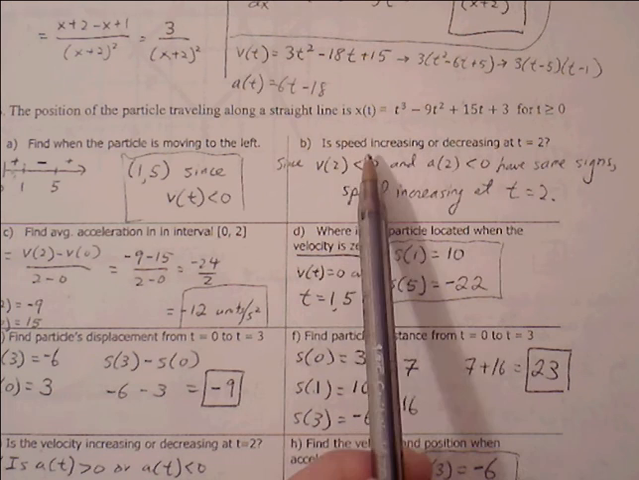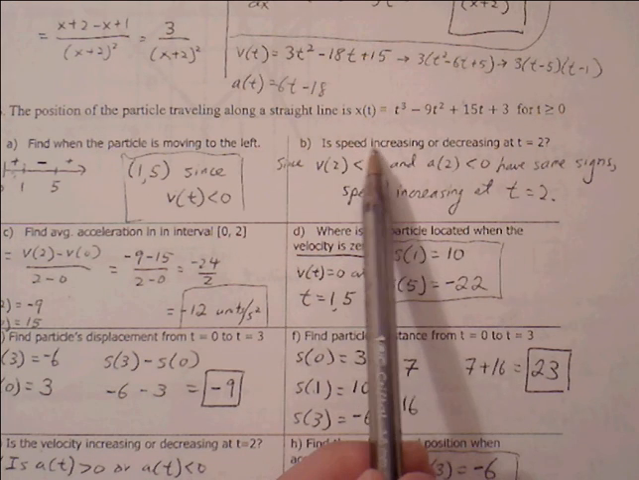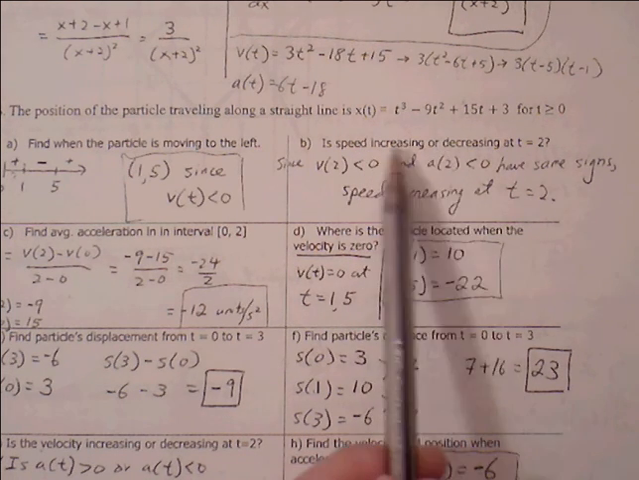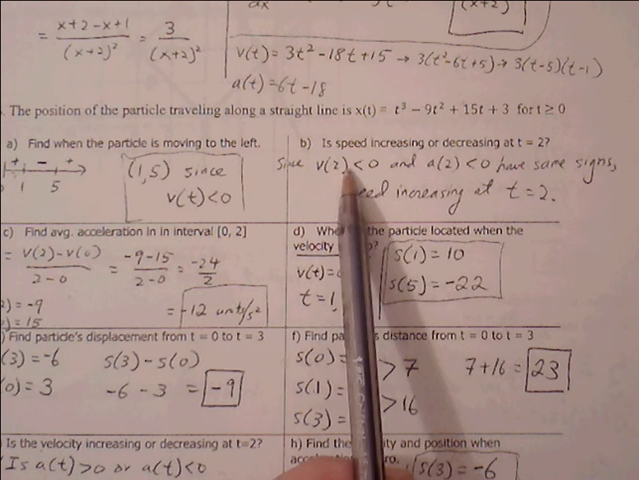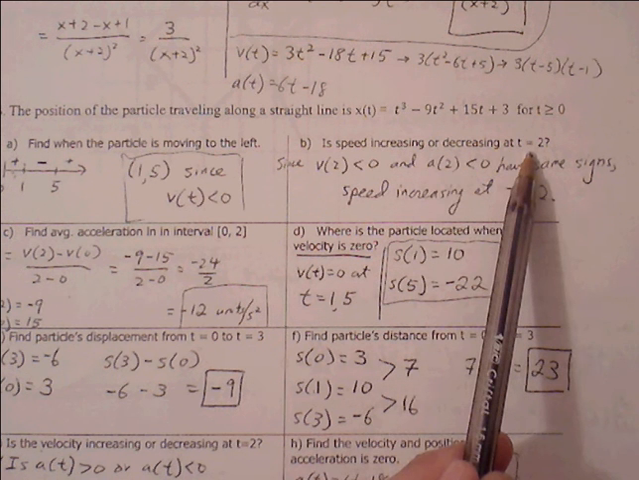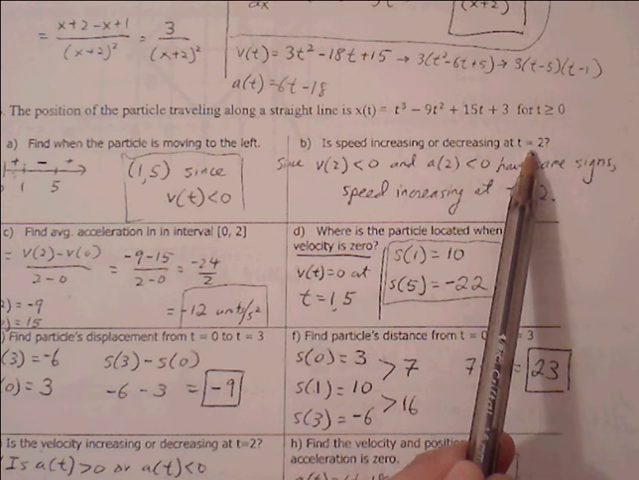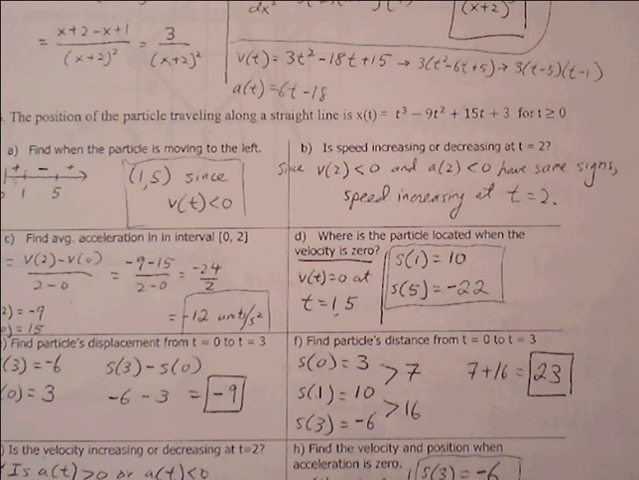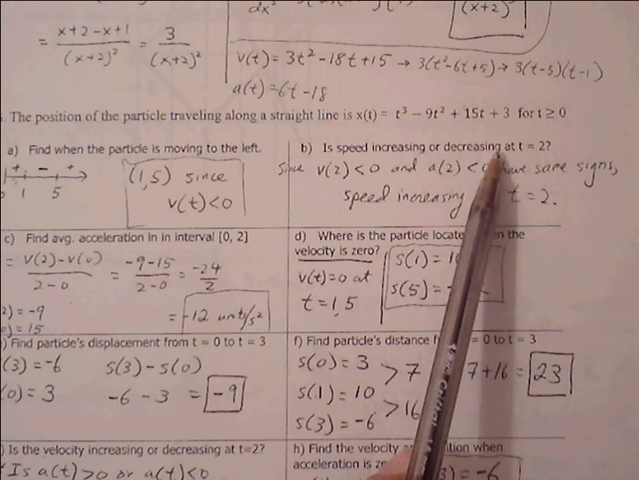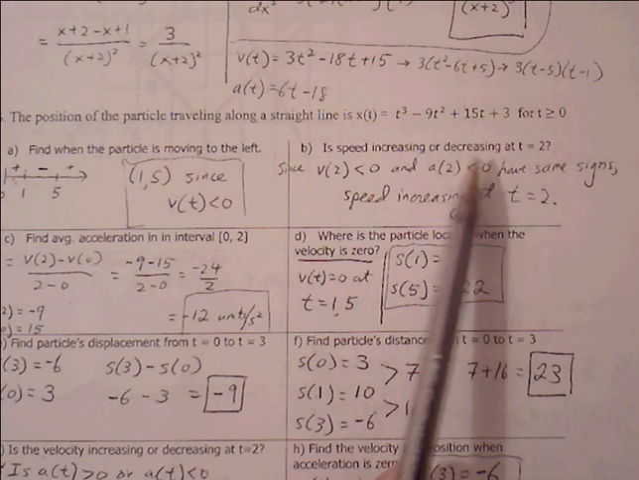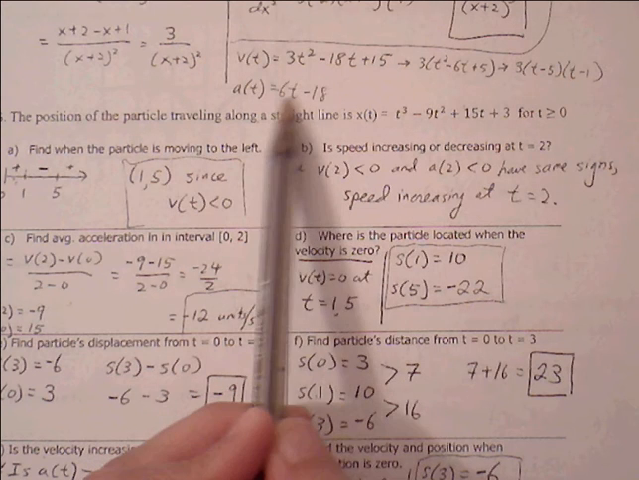To determine when the particle has increasing speed or decreasing speed, we compare the signs between velocity and acceleration. Again, just to recap, if velocity and acceleration have the same signs, speed will be increasing. When velocity and acceleration have opposite signs, then speed will be decreasing. So that means we also need to find the acceleration function. So I'll have the work here as well.